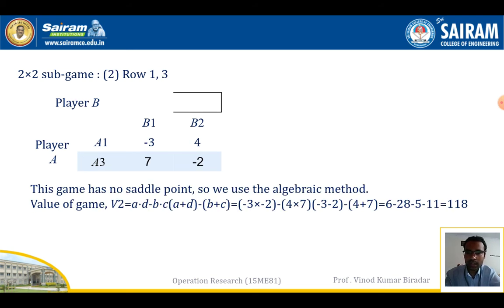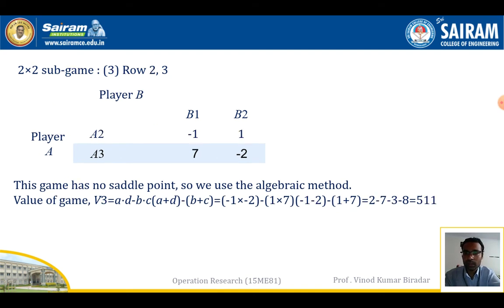Okay, so as compared to this, rows 1 and 3 here also do not have any saddle point. So by using the dominance principle method, that is the formula we solved in the previous case, apply the same formula. Here you consider a, b, c, d: minus 3 is a, 4 is b, 7 is c and d. So the value of the game v2 is equal to, applying the formula, (a into d minus b into c) divided by (a plus d minus b plus c). Just substitute all the values and you will get 118, with the help of your calculator.